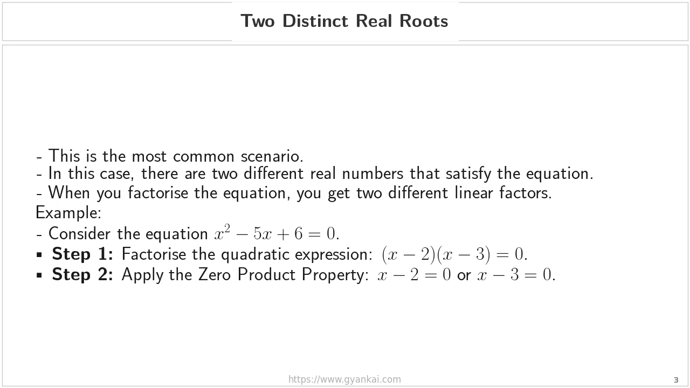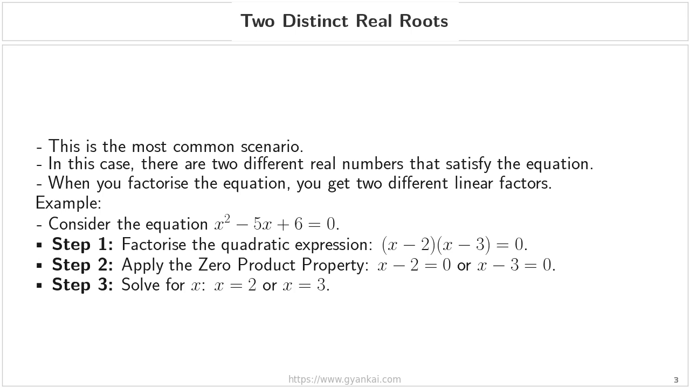Second, we apply what we call the zero product property. This is a fancy way of saying that if 2 things multiplied together equal 0, then at least one of them must be 0. So, we set each part to 0. Either x minus 2 equals 0 or x minus 3 equals 0. Third, we simply solve for x from the first part. We get x equals 2, and from the second part, we get x equals 3.